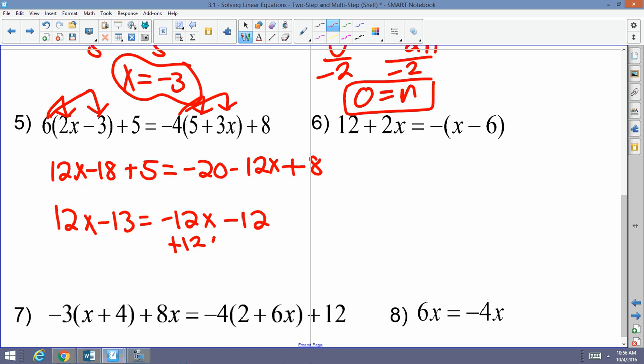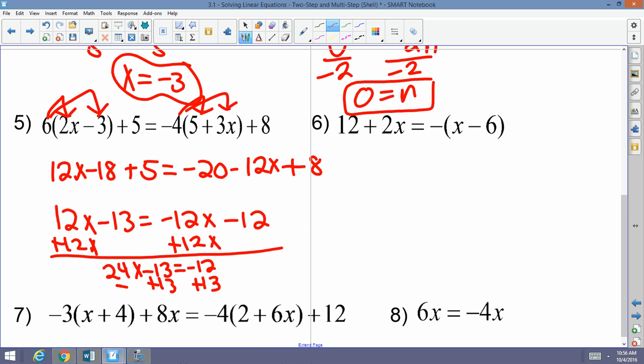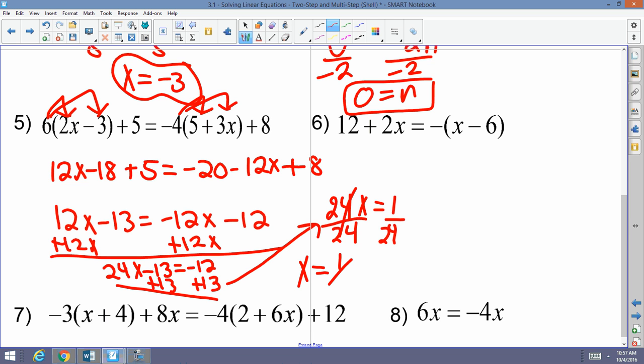Okay, so how do I get rid of that -12x? You add 12x. That's exactly correct. So when I add 12x, I'm going to get 24x minus 13 equals -12. Add 13 to both sides. And then that's going to give you 24x equals 1. What's the relation between the 24 and the x? How do you cancel multiplication? So you're going to divide 24 to both sides, and x will equal 1/24. Okay?